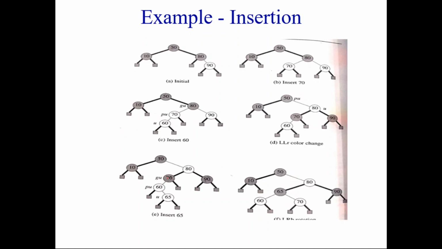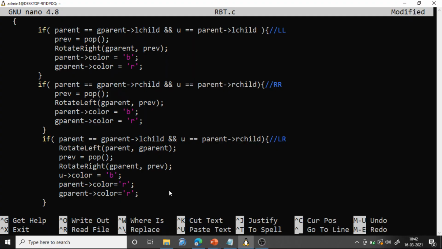For example, you take this. This is an example of LR rotation, an example for LR imbalance. Here you can see the parent is the left child of the grandparent, and the new node is the right child of the parent. So this is a case for LR. This condition is the only thing we are checking here.